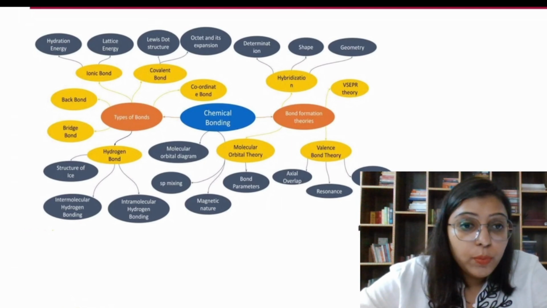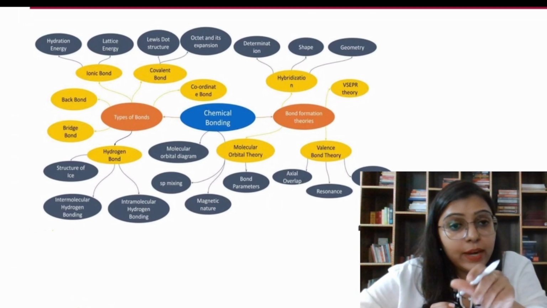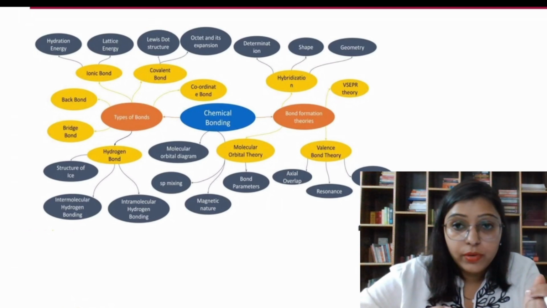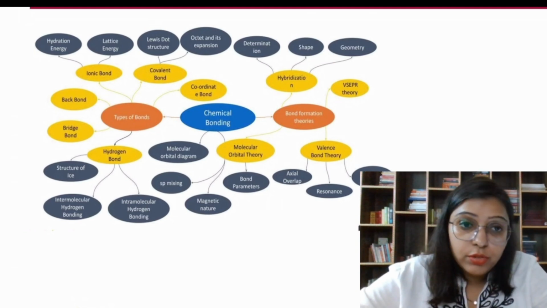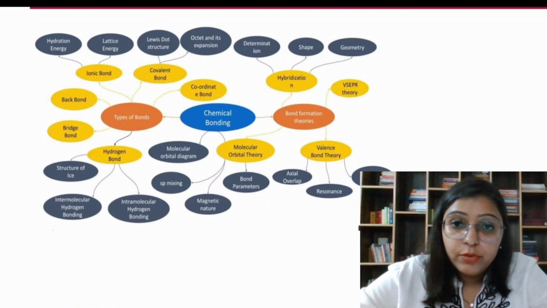Then we have another type of bond, that is the hydrogen bond. How does a hydrogen bond form between two atoms? That you should know. Then you should have an idea about the types of hydrogen bonds in terms of intermolecular hydrogen bonding and intramolecular hydrogen bonding. That's a very important topic.